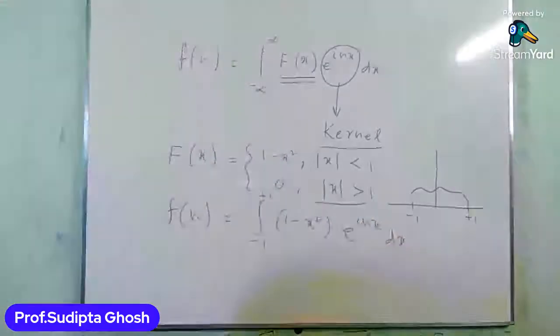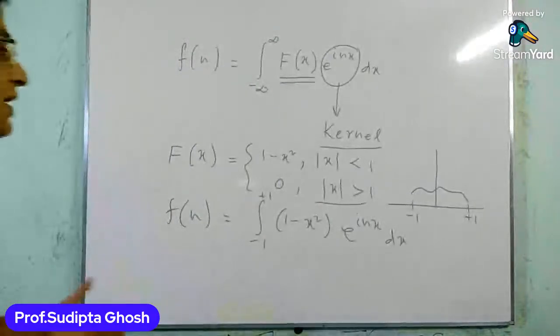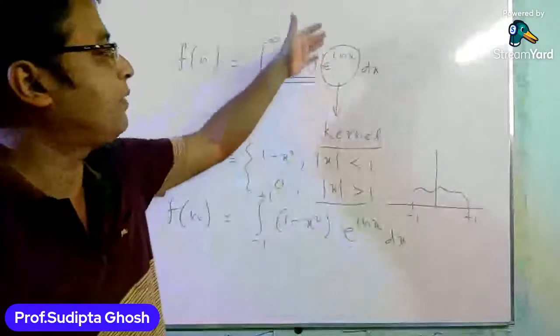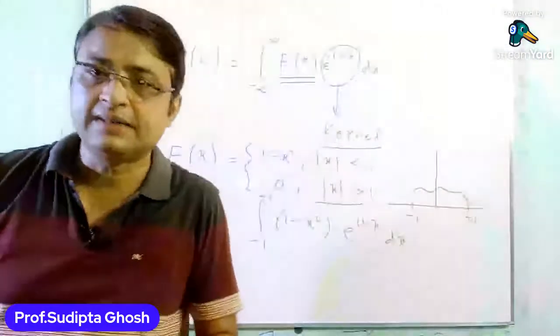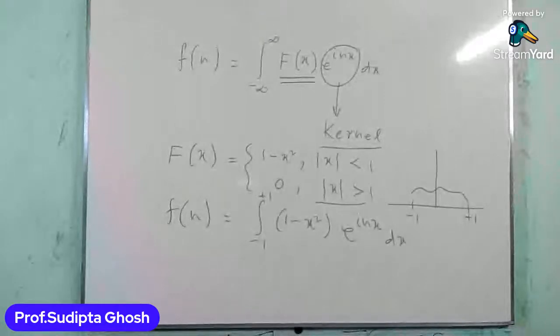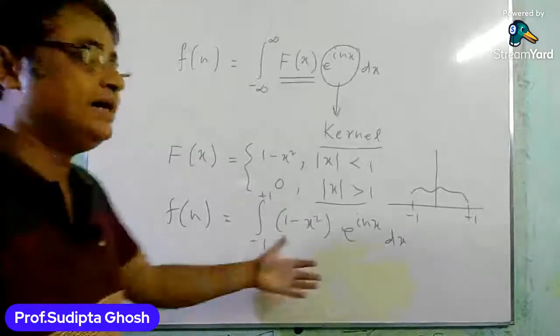As I have told in my last lecture, that is lecture number 1 of Fourier transform, you can find this integral in many books written as e to the power minus i n x dx. Nothing is wrong. You can write it as e to the power minus i n x dx, or you can write it as e to the power i n x. Later on, I will show you whether e to the power minus i n x is right or wrong. Later on, I will show you also.